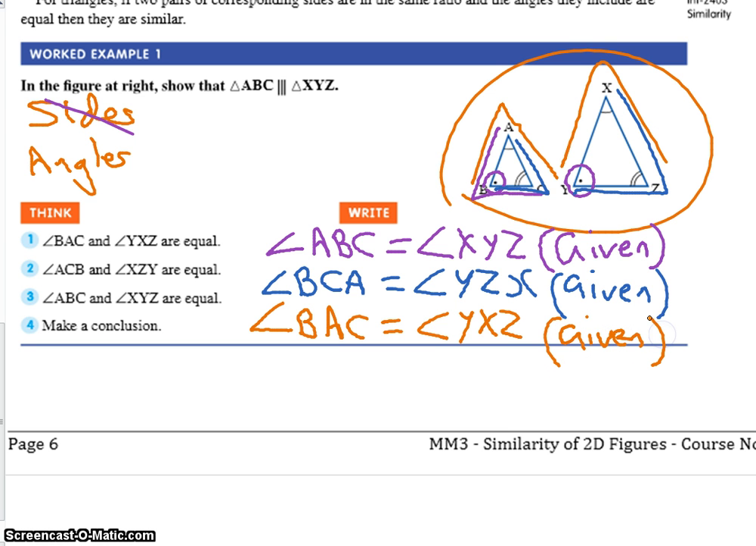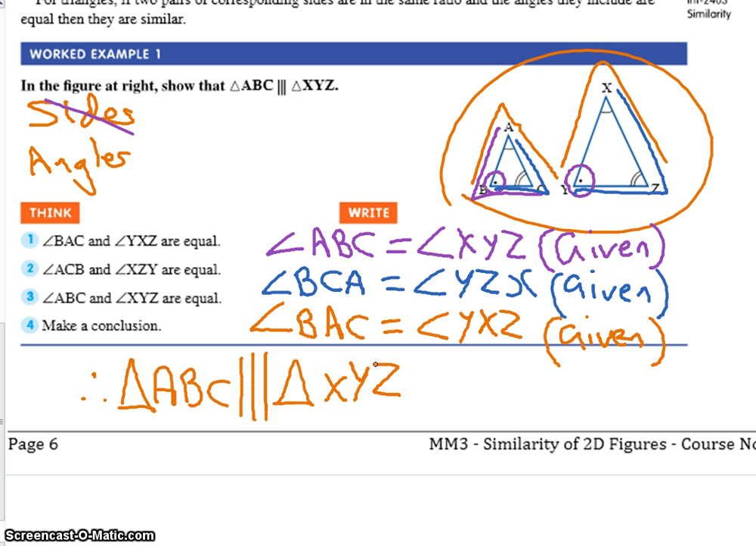Now we only really had to do two, but we've done all three. Now you just need to make a conclusion. They are similar. They have equal angles. So we're going to say that triangle ABC is similar to triangle XYZ. Now we need to say why. This is going to be a very, very common answer for you. This reason is going to be very similar.